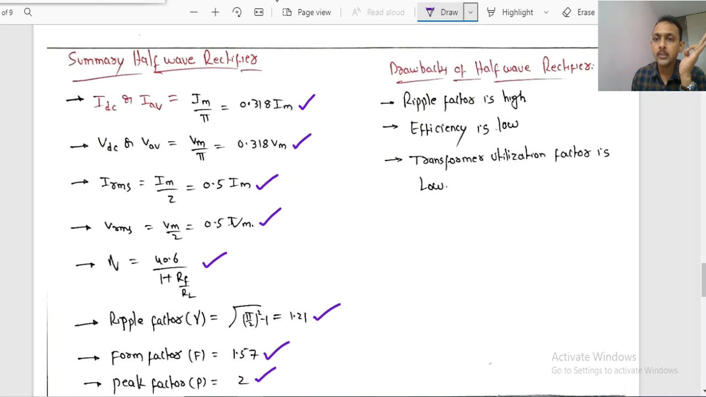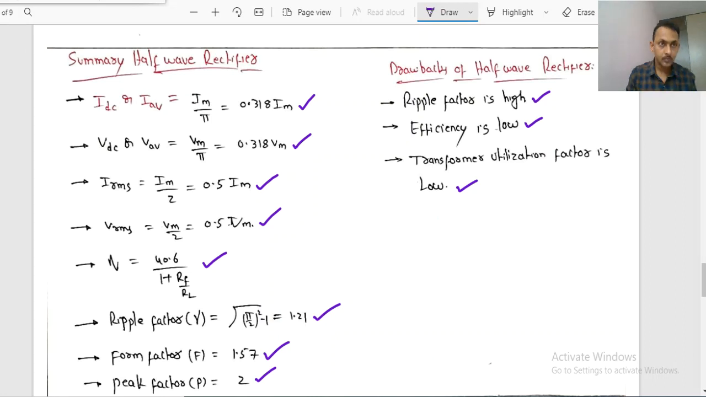What are the drawbacks? The ripple factor is very high, efficiency is very low, 40.6% only, and also the transformer utilization factor is low. So these are the drawbacks with respect to the half wave rectifier, right?